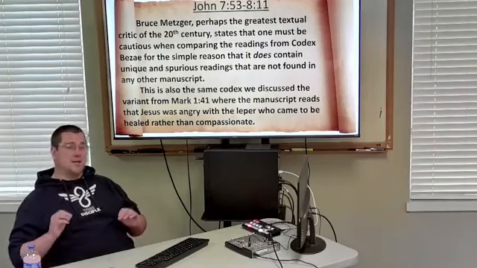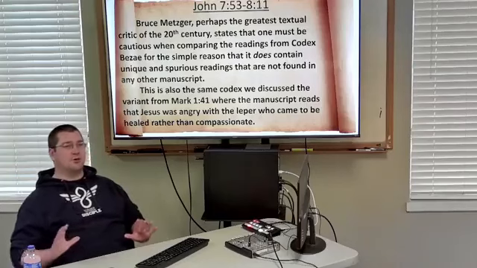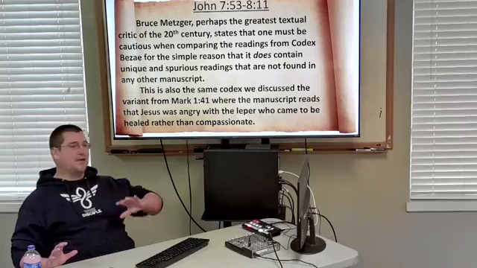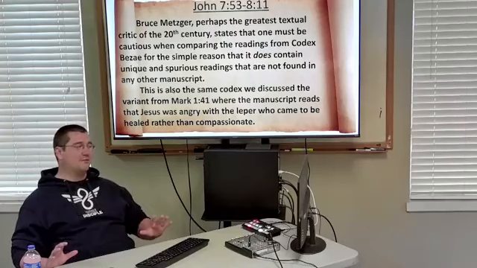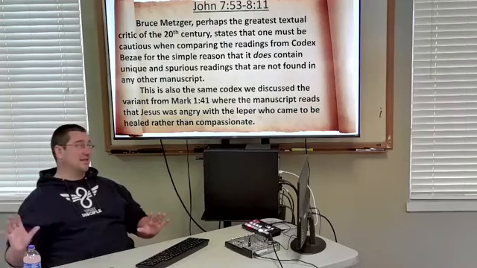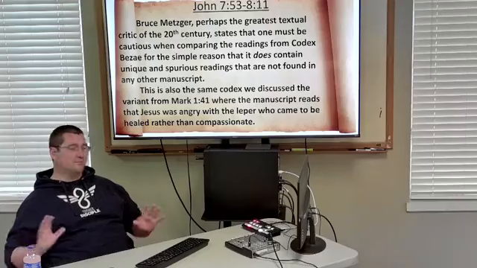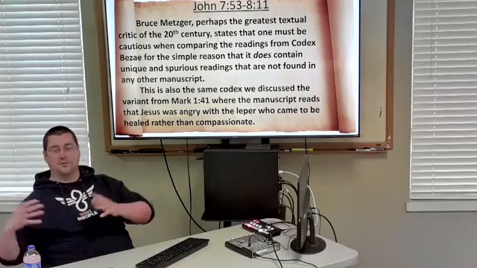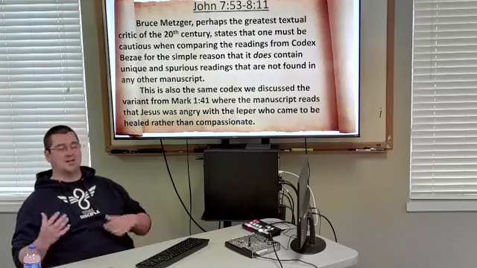Codex Bezae is best used whenever you're trying to confirm readings that are found in other manuscripts. So if we look at something like P66 or P75, and we want to look at Codex Bezae to see if it agrees with it, that's usually how it's used, more than starting with Bezae for some of these other spurious readings and asking if those are original.